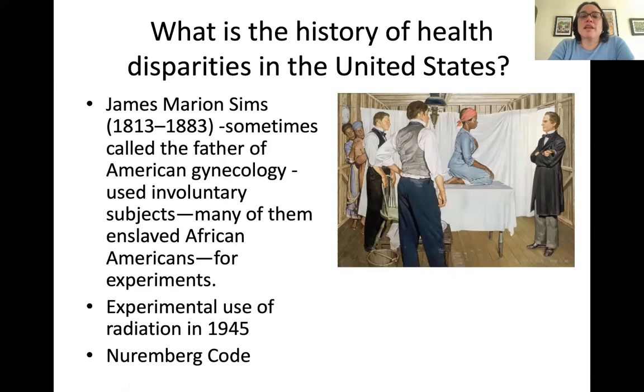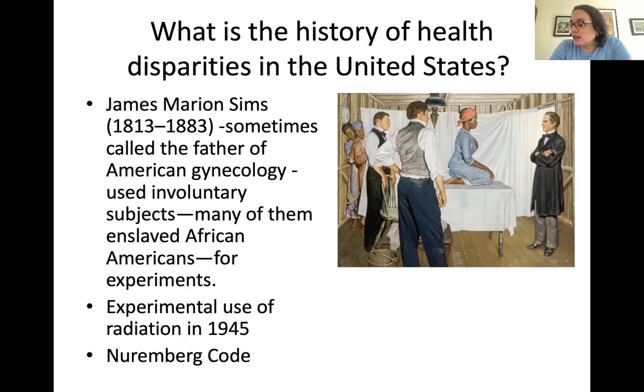So the reading began with the history of health disparities in the United States, giving us some examples of how African Americans in particular have been mistreated, abused, and experimented on by doctors and the medical fields. One example was James Marion Sims, sometimes called the father of American gynecology, who used involuntary subjects, many of them enslaved African Americans, for experiments, and the reading described the brutal ways in which the women were treated for his experiments. The reading also talked about the experimental use of radiation in 1945.